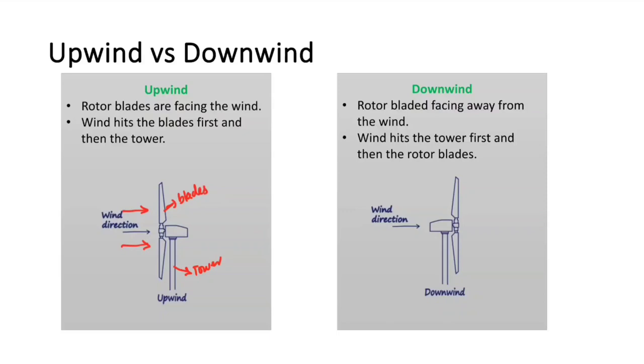Now looking at the downwind configuration, rotor blades are facing away from the wind direction, which is given in red here. And in this configuration, you can see that wind will hit the tower first and then the rotor blades. So this is your tower. Or you can also say that wind will hit the nacelle first, which here is your nacelle.